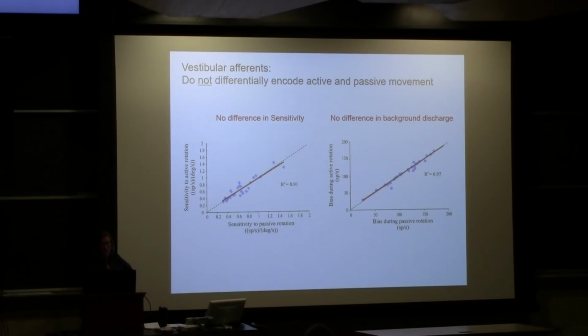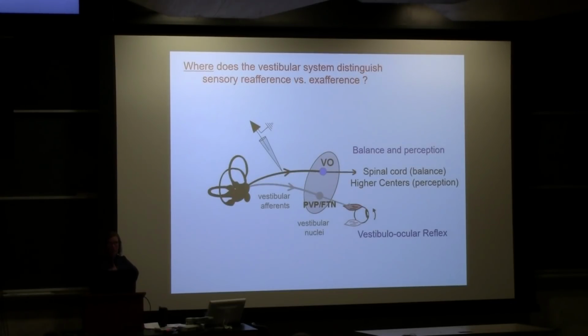And I'll just stop here because I realize I'm running a little late. So the idea is that if you compare passive versus active movements, there's no change in the sensitivity or the gain of the neurons, and they're the same in both conditions, and their discharge bias doesn't change. So there's no change. So what I'll do for the next lecture, and I'll also talk a little bit about cerebellar processing, is move to the next stage of processing and tell you what happens in the central pathways at the first central stage of processing.